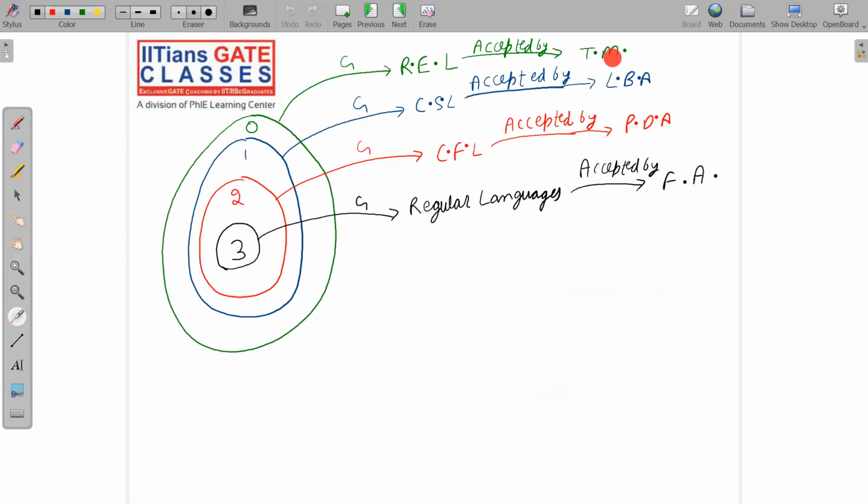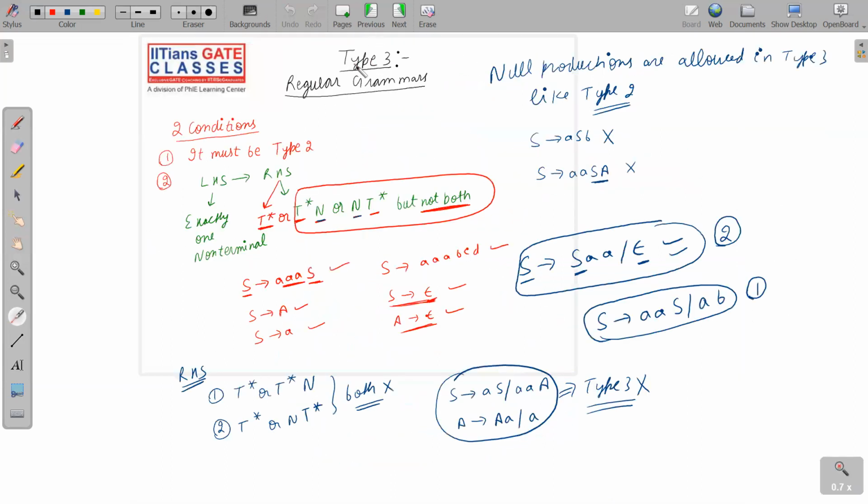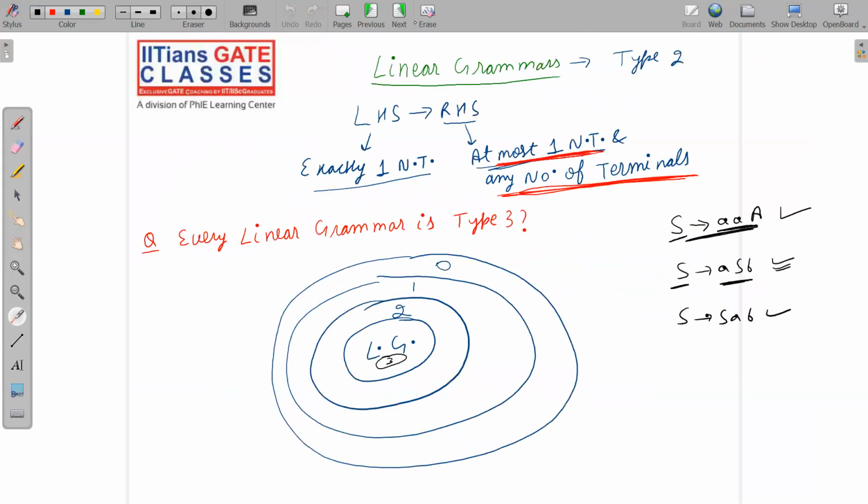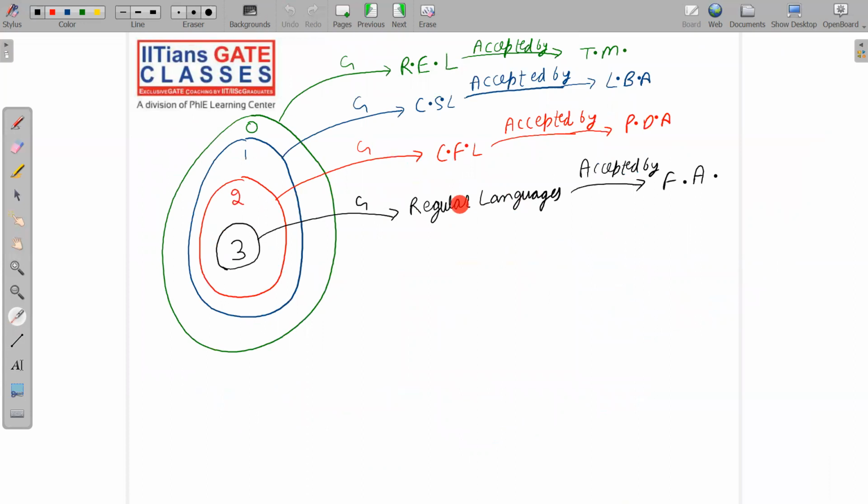This is a very important diagram. You have to remember this properly. Type 3 grammars generate regular languages. Hence, we call type 3 grammar regular grammars. You see the previous slide, I have already told you type 3 means regular grammar. So why are we calling them regular grammar? Because they generate regular languages. What are regular languages? You will come to know about all these things in subsequent lectures.